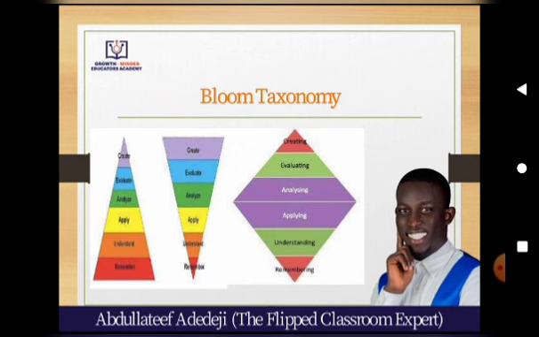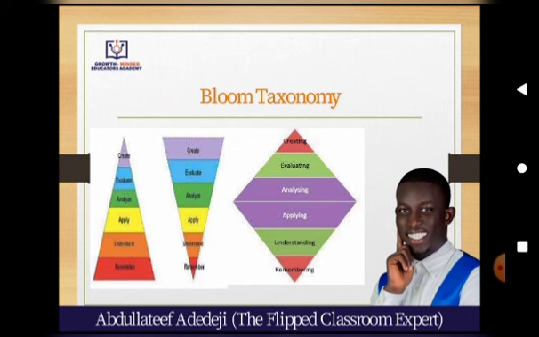But in the inverted Bloom taxonomy, we spend very little time on remembering, understanding, and applying, and we spend most of the time on analysis, evaluation, and creating. But when implementing the flipped classroom, we realize that these two cannot work. The normal Bloom taxonomy does not give us what we want, and the inverted Bloom taxonomy also will not give us what we want. So the one that will give us what we want is the one in the pyramid form.